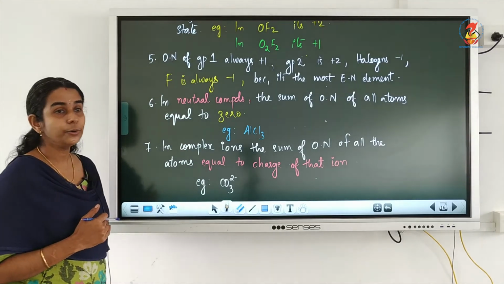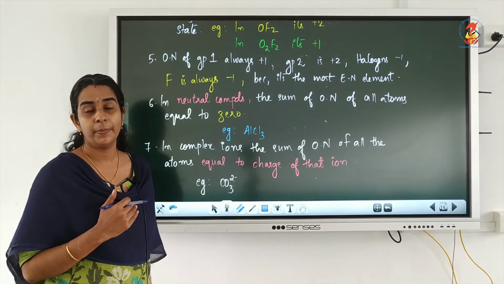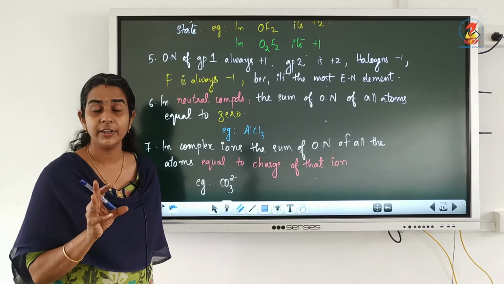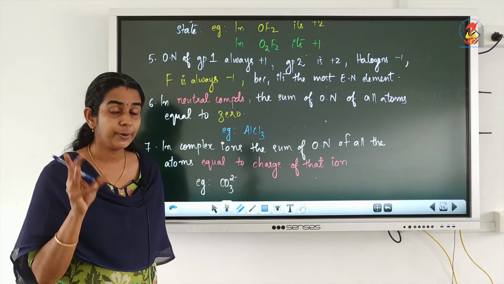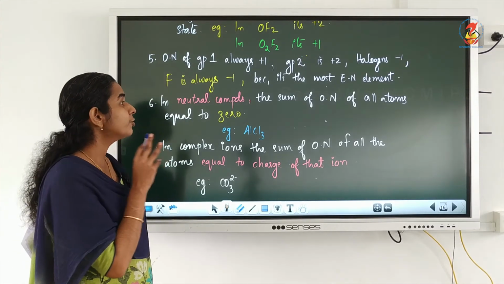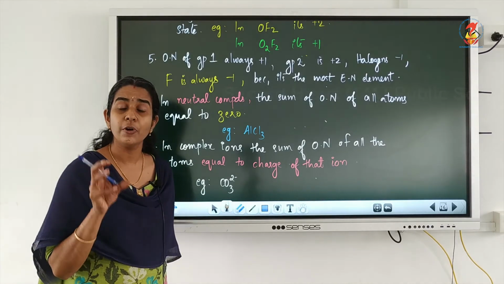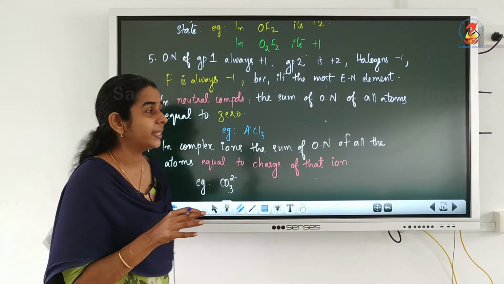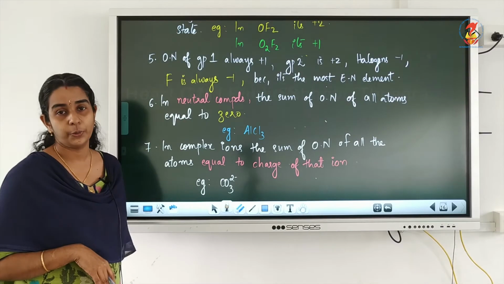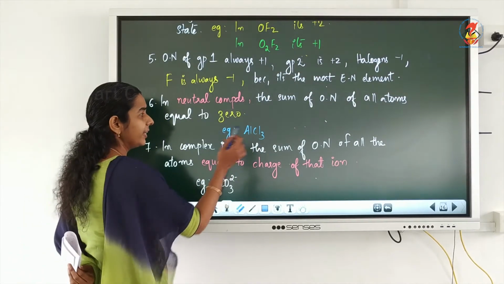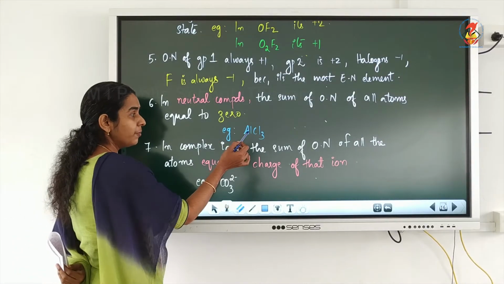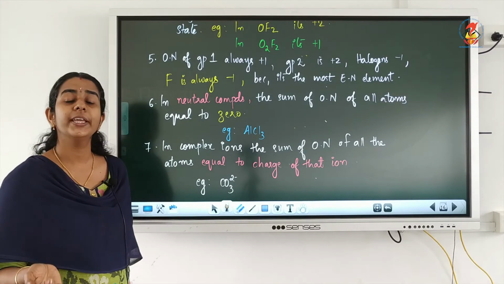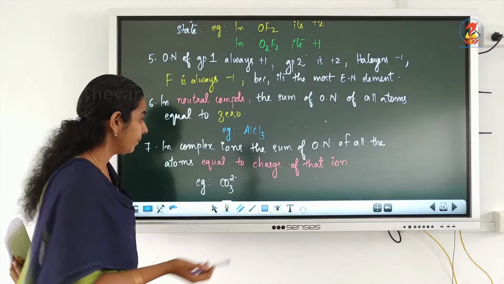Now sixth rule is, in the case of a neutral compound, means if there is no overall charge written in the given compound, such compounds are known as neutral compounds. In neutral compounds, the sum of oxidation state of all the atoms or all the elements present will be equal to 0. For example, in AlCl3, the sum of oxidation state of aluminum and 3 chlorine atoms should be equal to 0.